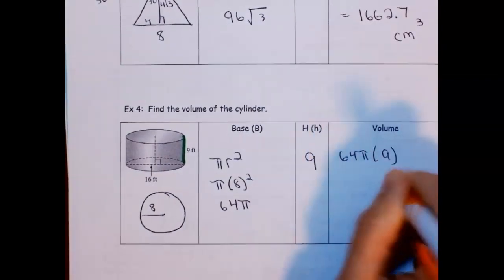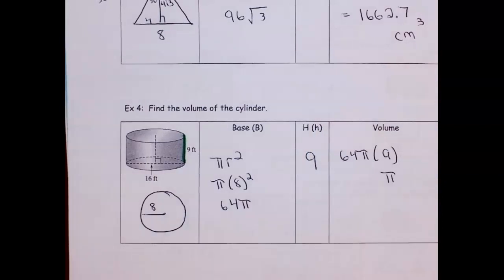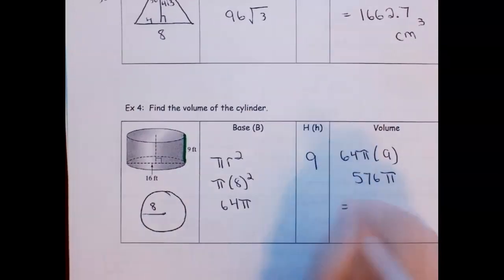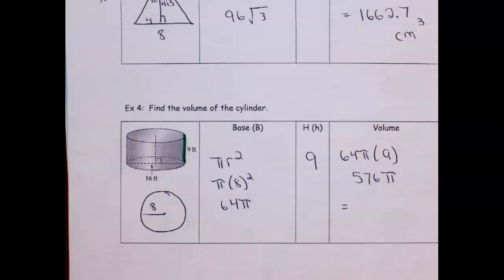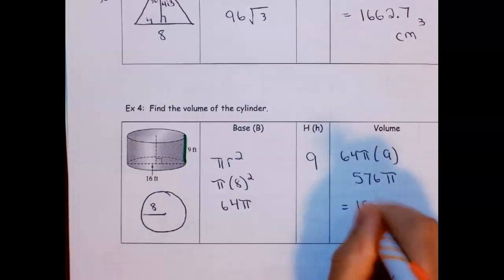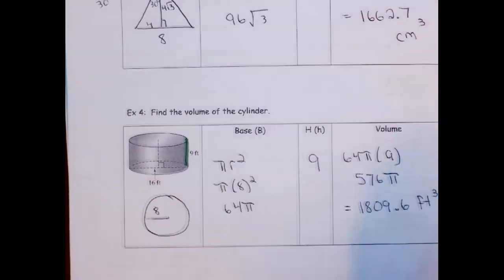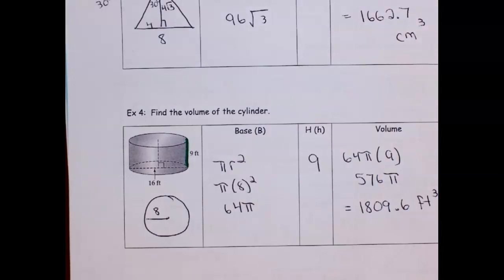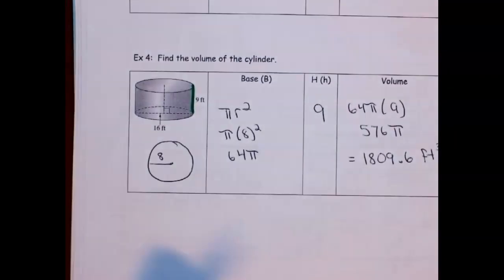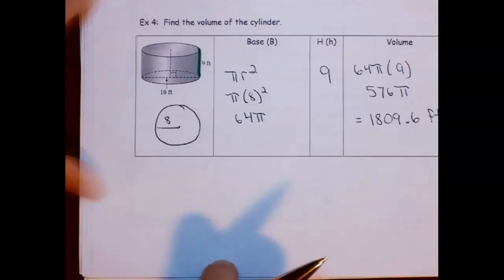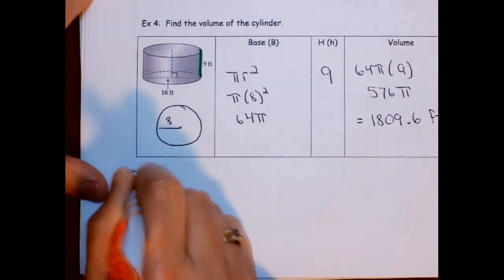If they wanted me to leave it in pi, I'd just do 64 times 9. We get 576 pi. If I'm asked to take it to a decimal, I will multiply that by pi, and we end up with 1,809.6, and again, this is feet cubed. All right, let's go and add on just one more example. So all of these were pretty straightforward in terms of I was given the dimensions and I had to go and find the volume. Well, let's suppose instead we are asked to work backwards.